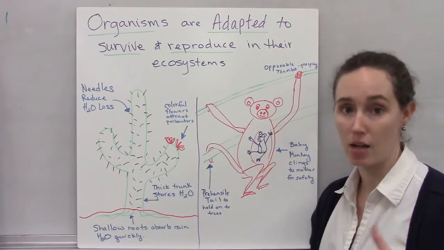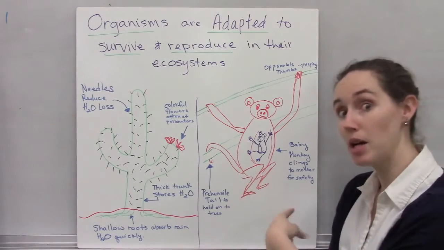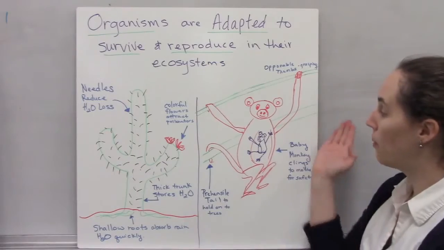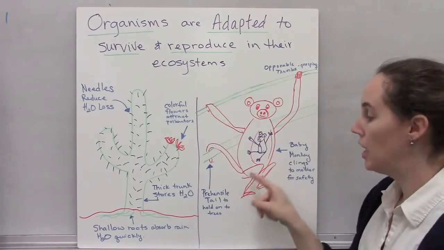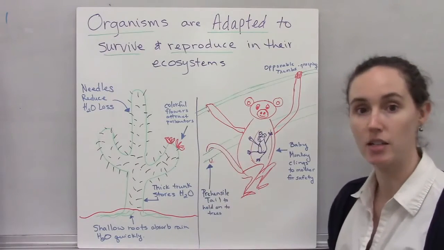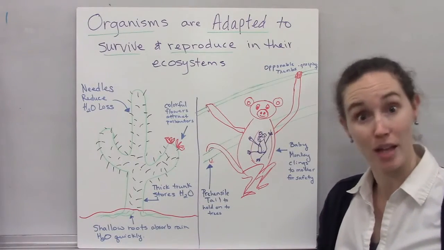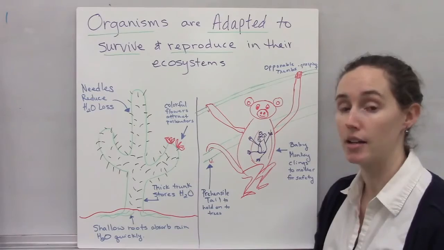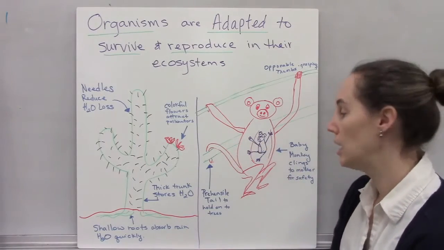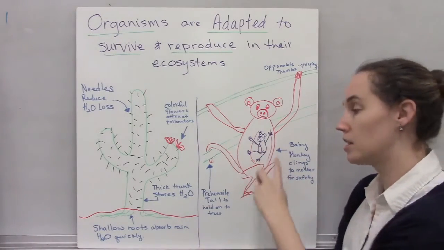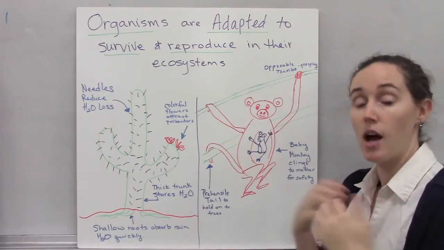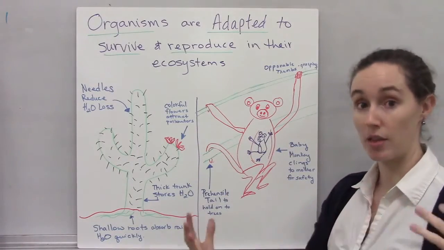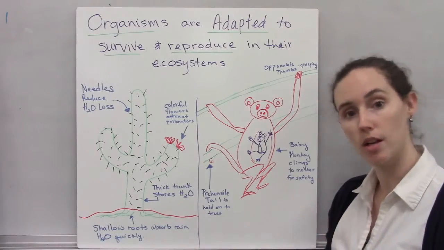Another example, an animal example, is this monkey. And monkeys have opposable thumbs that help them grasp. They also have prehensile tails, which are tails that can actually almost act as another limb and curl around tree limbs. And babies are able to hold on to their mother's back or front to allow them to stay with the mother so she can protect them.